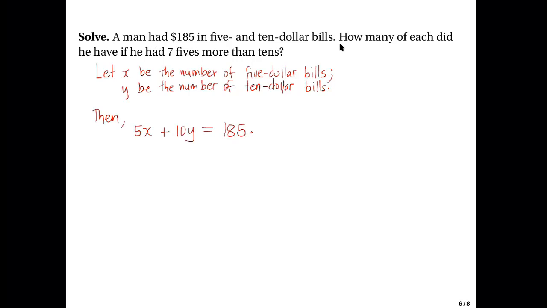Now, according to this, he had 7 fives more than tens. So the number of fives is equal to the number of tens plus 7 more. So the number of fives equals y, the number of tens, plus 7. Correct? So the number of fives is 7 more than the number of tens.